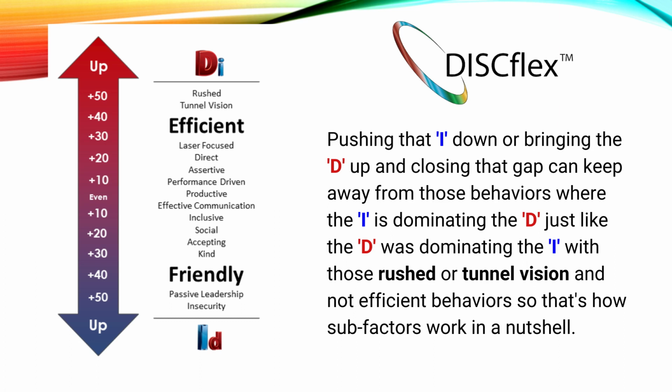So pushing that I down or bringing the D up and closing that gap can keep away from those behaviors where the I is dominating the D, just like the D was dominating the I with those rushed or tunnel vision and not efficient behaviors. So that's how sub-factors work in a nutshell.